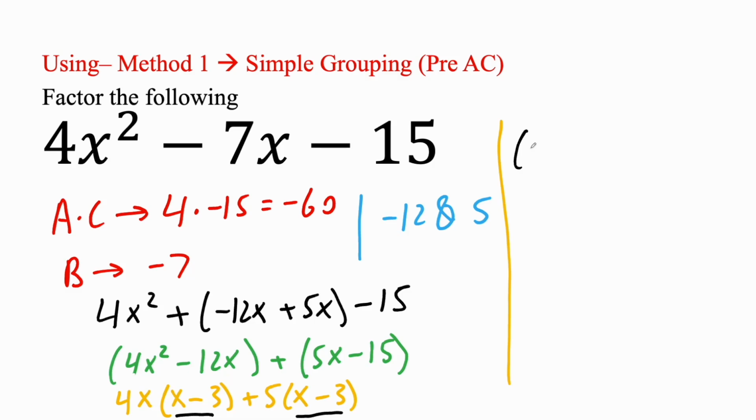Whatever is identical, we go ahead and copy. So x minus 3. Then I call this the leftovers, 4x and positive 5. And that'll be another parentheses, so 4x plus 5. And this right here is our final answer.